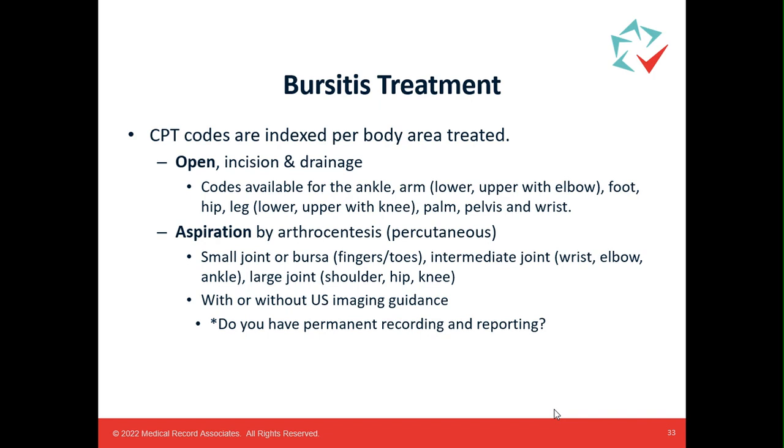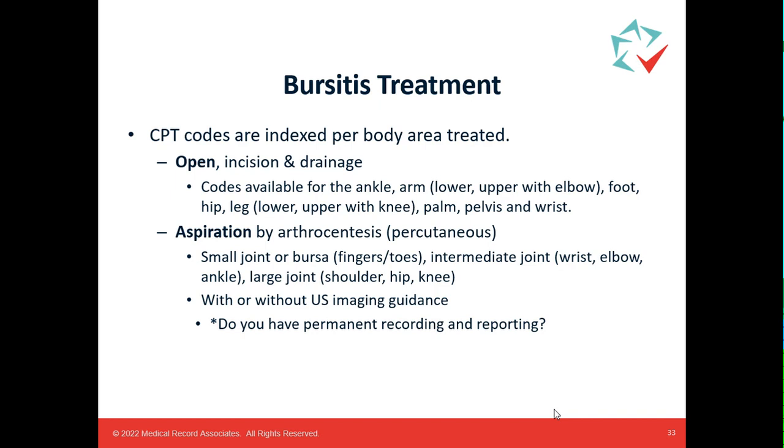So if your provider's in fingers or toes, you'll pick the small joint arthrocentesis code. If we're wrist and elbow and ankle, we'll be at intermediate joint, and shoulder, hips, and knees are considered your larger joints for code selection. And these codes for arthrocentesis also have an additional qualifier. Was it performed with or without ultrasound imaging guidance?